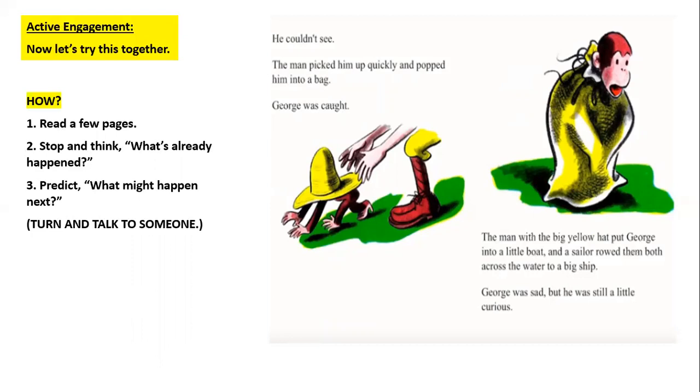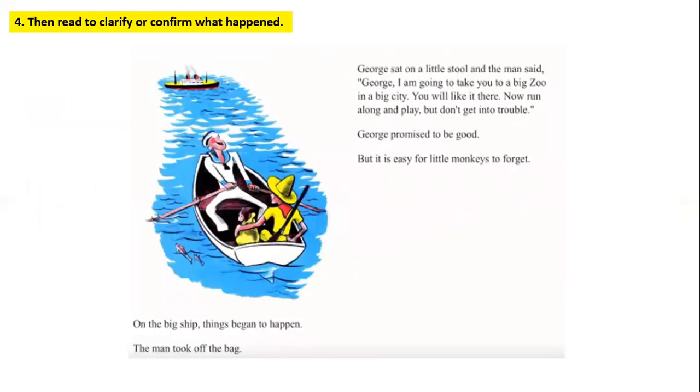Now that you're back, you might have said that the man took George home, because early in the story, the man wanted to take George home. Or he might have taken him somewhere else. But let's see. If you said that the man took George home, then let's see if that happened. So here we're going to read to clarify or confirm what happened.